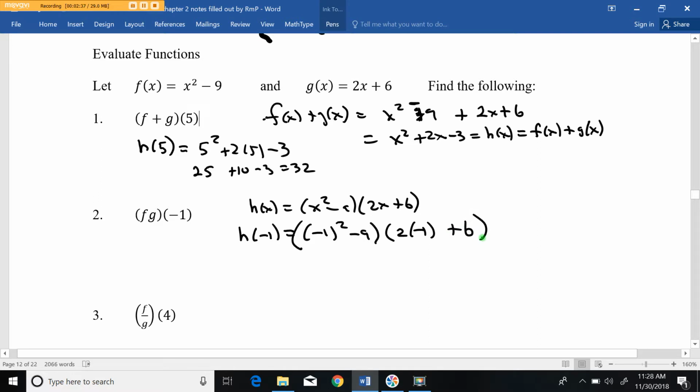A lot of parentheses there. I want to be very careful with these things. So we can simplify this. Negative 1 squared is 1, minus 9, that's a negative 8, I believe. 2 times minus 1 is negative 2, plus 6 is 4. The product is minus 32. All right.